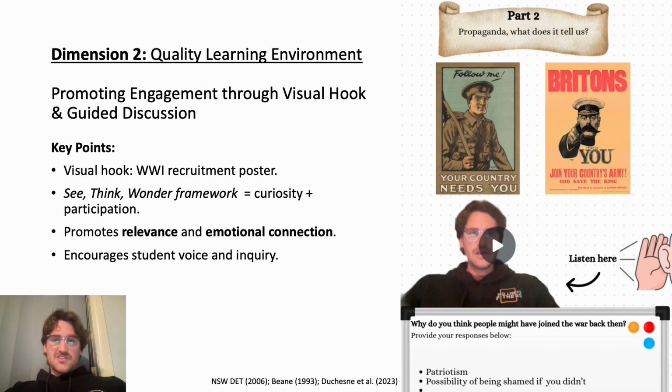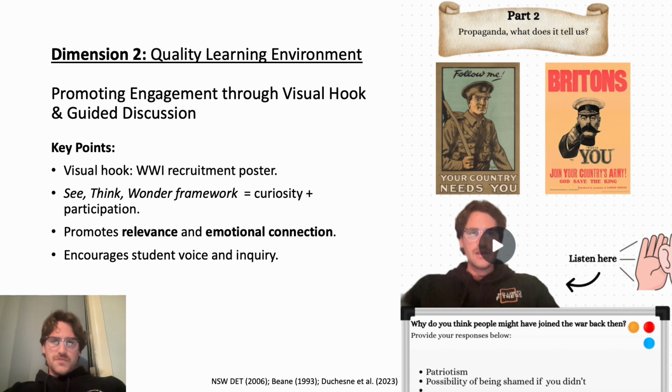Basically, this was to guide discussion and ensure every student had structured ways to participate. As you can see here, we've got some responses down below. Specifically, patriotism's the top one there, and the possibility of being shamed as well, which was the second response, which was great. This created a sense of agency and inclusion right from the start, so students were able to respond and get straight into the lesson itself.